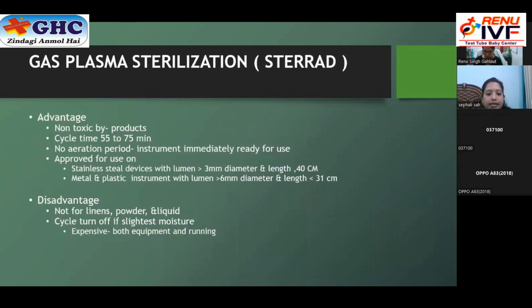Now gas plasma sterilization, its advantage is that it is not toxic, no toxic byproduct. Cycle time is only 55 to 75 minutes. No aeration period is required, that is, the instrument can be used immediately. It is approved for the use of stainless steel devices having lumen more than 3 mm diameter and length 40 cm, and metallic and plastic instruments with lumen of 6 mm and length less than 31 cm. Disadvantage: it's not for a layman. The cycle turns off if moisture is present, and it is expensive for both equipment and running.